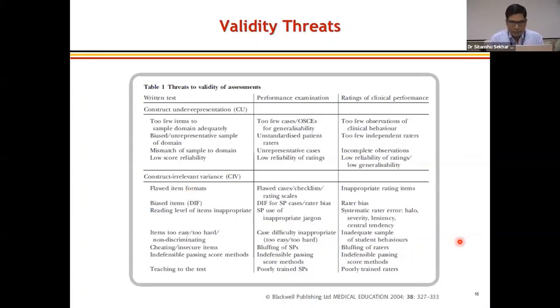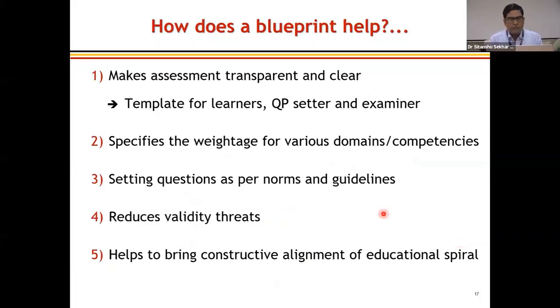a body like MCI. Now, the fifth point about how the blueprint helps is that it brings constructive alignment of the educational spiral. As was said earlier, assessment is the tail that wags the curriculum dog. So if we make our assessment process appropriate and proper, then everything falls into place, like the teaching learning methods and the educational objectives. That is what the educational spiral is all about. The educational spiral includes three things: the objectives, the teaching learning methods, and the assessment process.